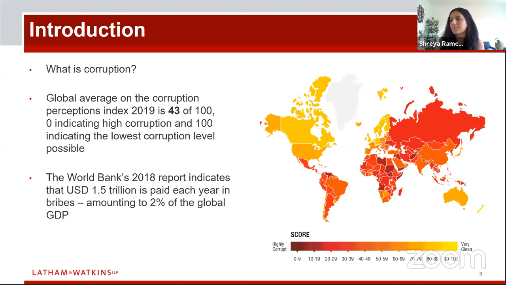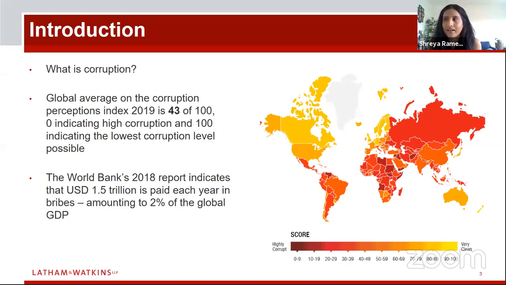If you look at the scale at the bottom, it tells you the scores that are assigned. The lower your score, the worse the corruption is. And the global average for corruption right now is at 43, I think, out of 100. And India falls at about 41. India scores about 41 on the corruption index, so it could be better.